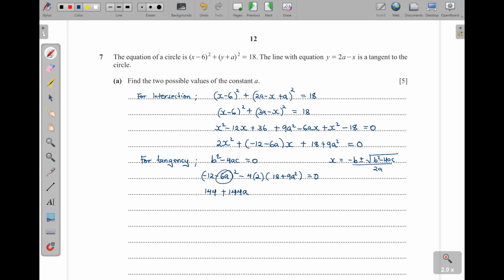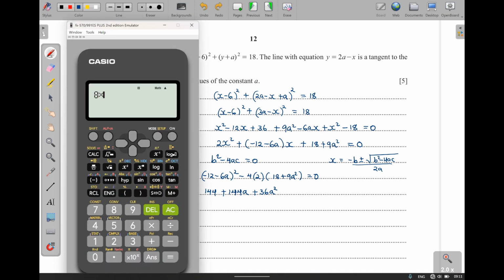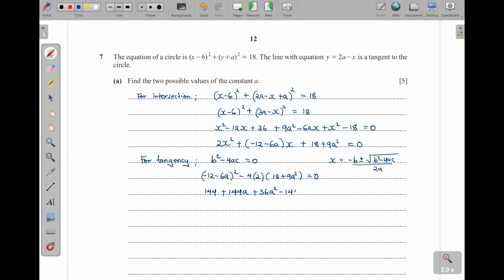And then when you square this one here, it will give us 36a². And then this one here is 8 times 18. 8 times 18, that is 144, so negative 144. And then this one is 8 times 9, which is 72. So it is a minus, sorry, minus 72a², which is equal to 0.